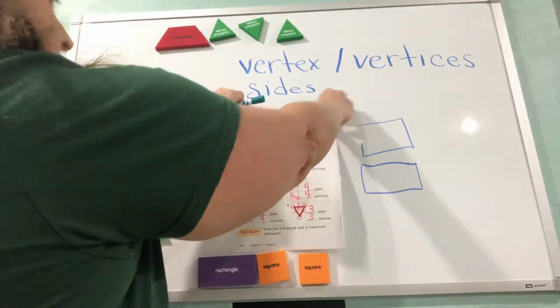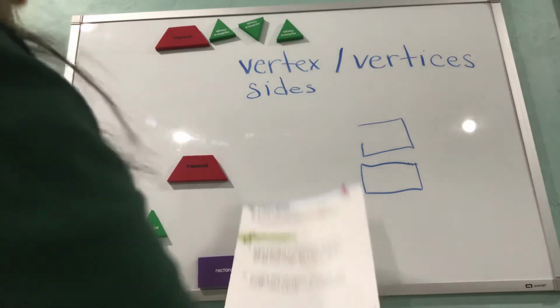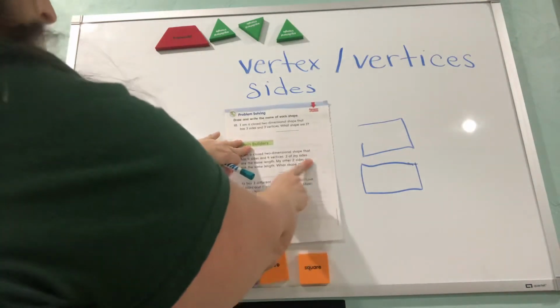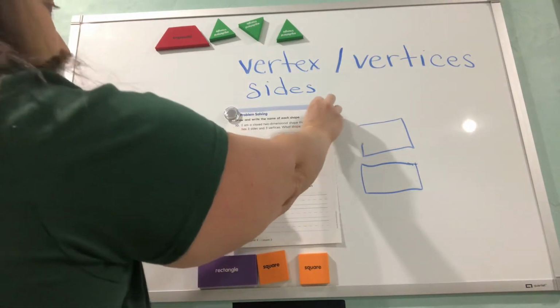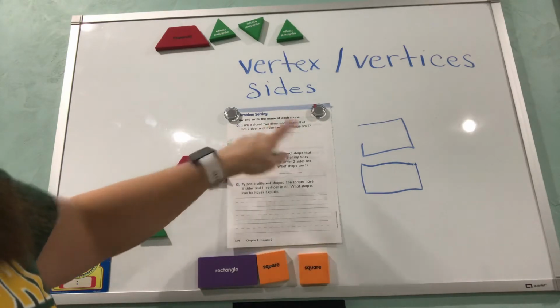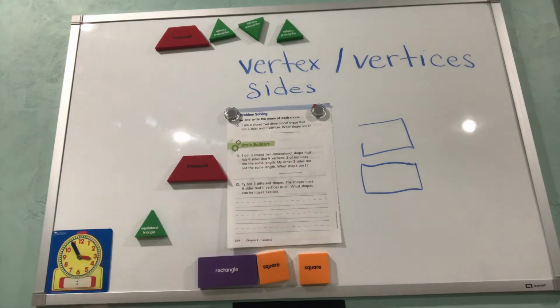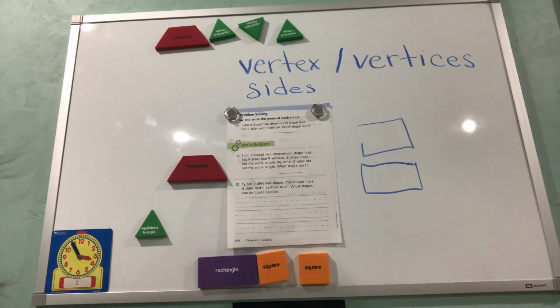So I'm going to let you do the independent practice on your own. But I want to do the problem solving here together. There's a lot of reading in here, so sometimes I think it's kind of nice if we do this one together. So it says, I am a closed 2-dimensional shape that has 3 sides and 3 vertices. What shape am I? So if I'm closed, and let me see, it says again, I have 3 sides.